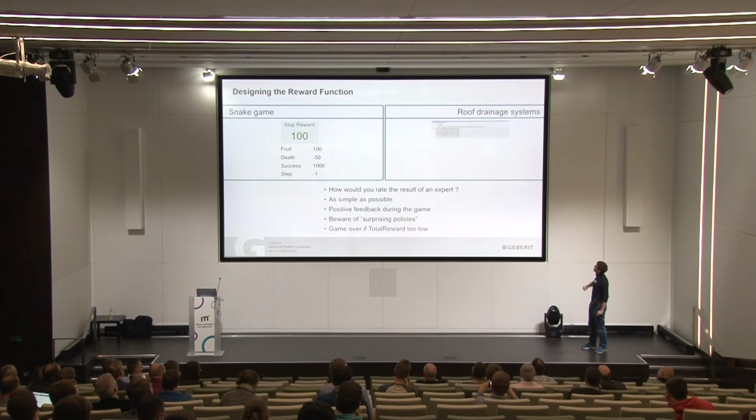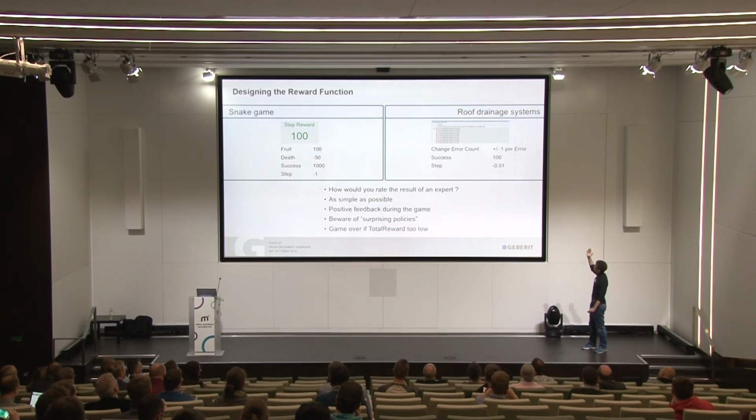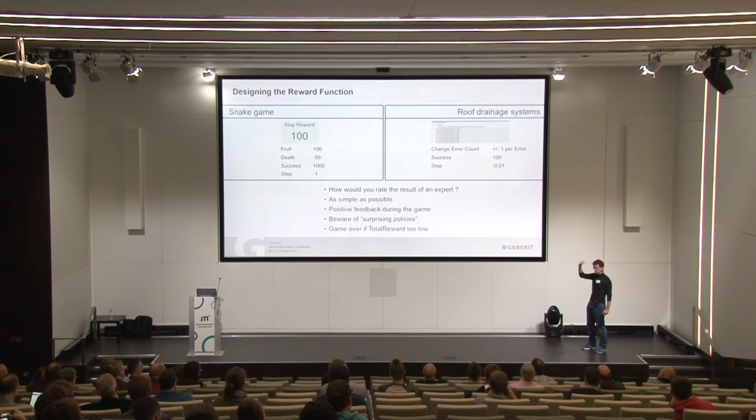In our hydraulics case, our goal was to reach a solution which has 0 errors. That's why we give 1 positive point for each error less and 1 negative point for each error more or in addition. And that works quite well.